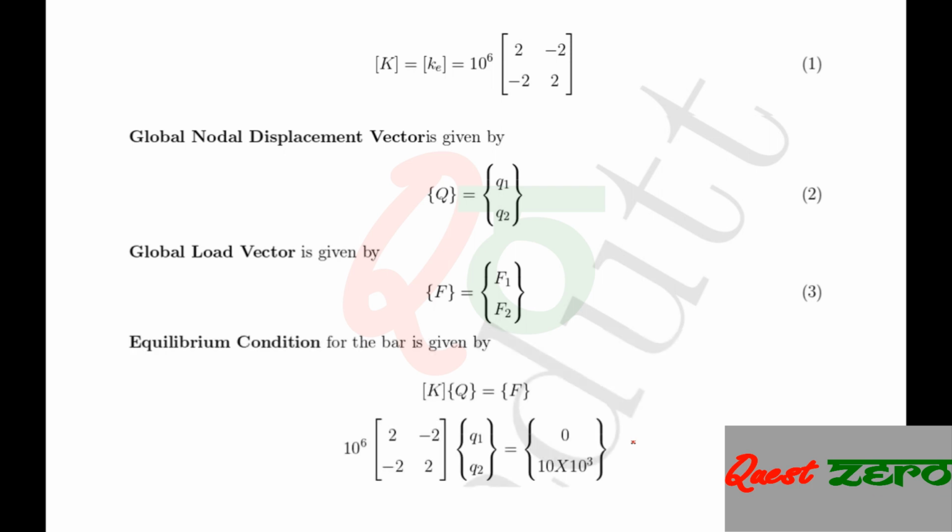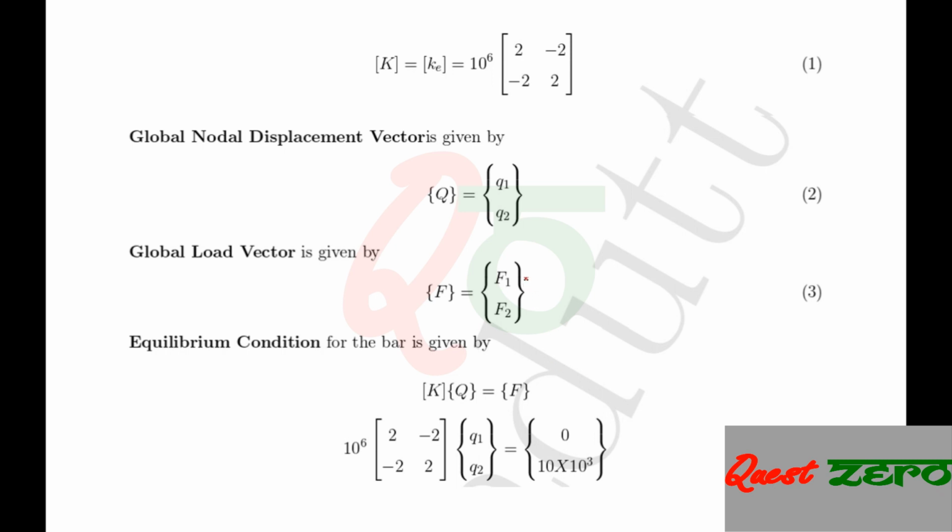The equilibrium condition for the bar is given by the equation that we had seen in the steps in solving the problem: K into Q equals F. So multiply the global stiffness matrix into the global nodal displacement vector and equate it to the force vector, 0 and 10 into 10 to the power of 3.